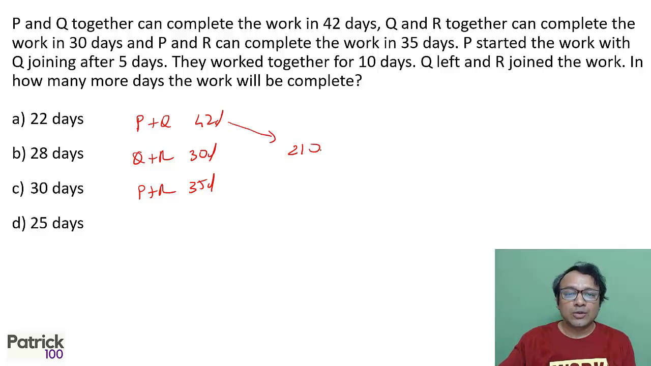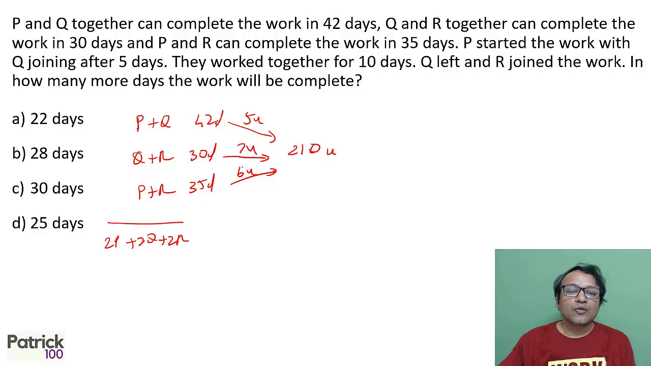So 210 units of work. P and Q will do 5 units of work per day, Q and R 7 units of work, P and R 6 units of work. So when you add, it becomes 2P plus 2Q plus 2R will do 5 plus 7 plus 6, 18 units of work per day. So P plus Q plus R will do 9 units of work per day.